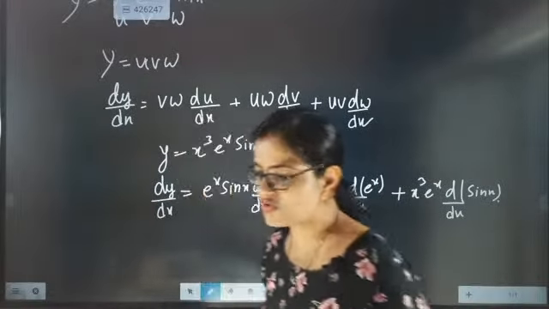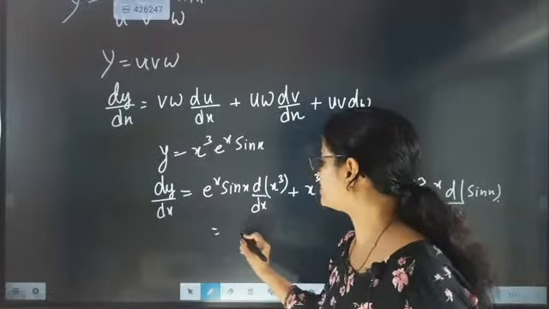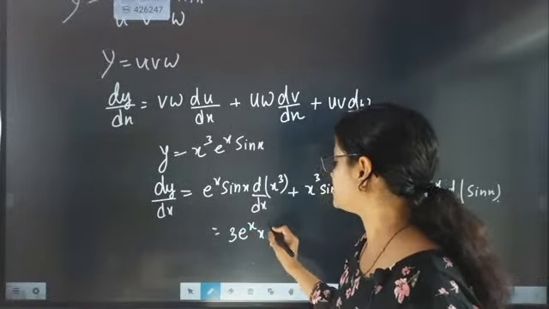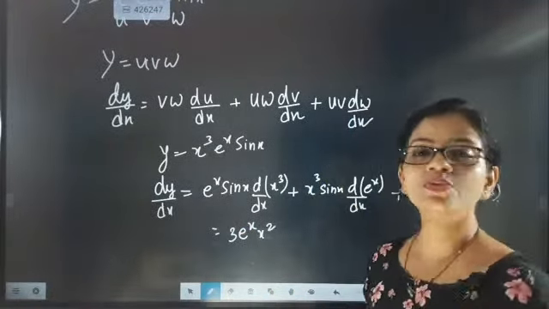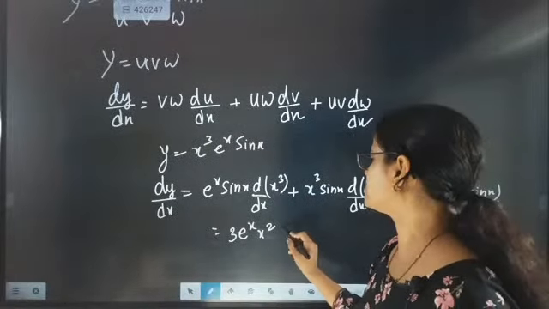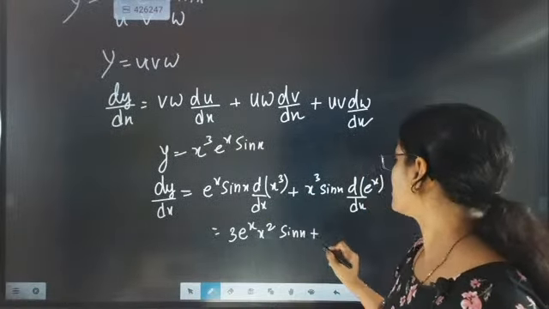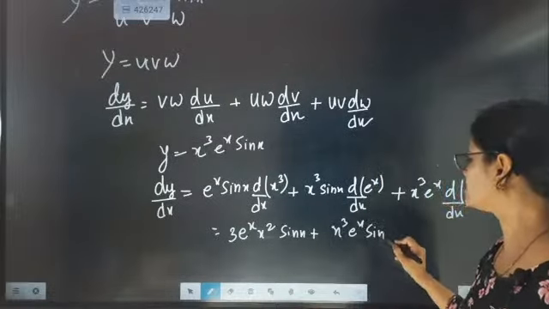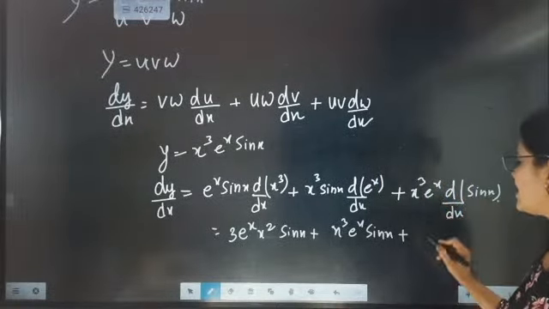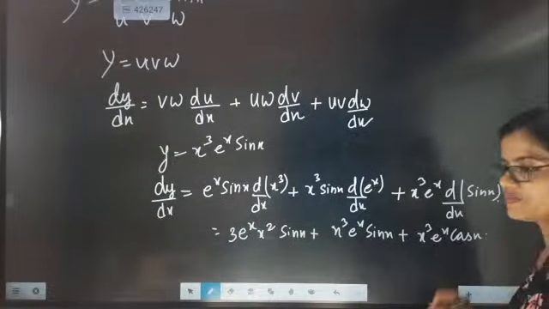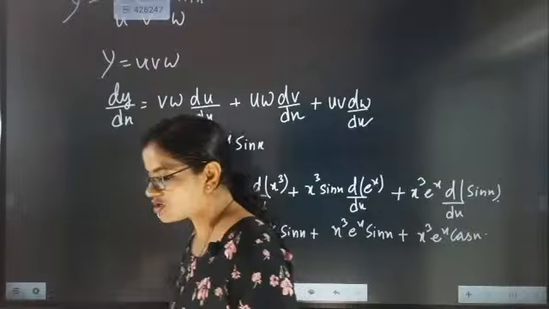Then it's easy, Saru. We will be able to do it better because now it is coming as e to the power x, 3 e to the power x x square, because x cube differentiation will become 3x square. So 3 e to the power x x square sin x is coming, plus x cube e to the power x sin x is coming. Then here sin x will become cos x, x cube e to the power x cos x is coming.